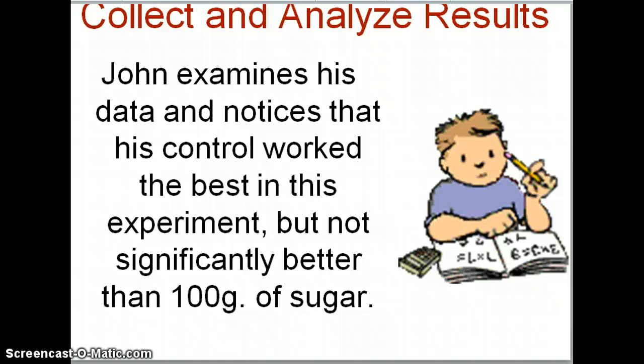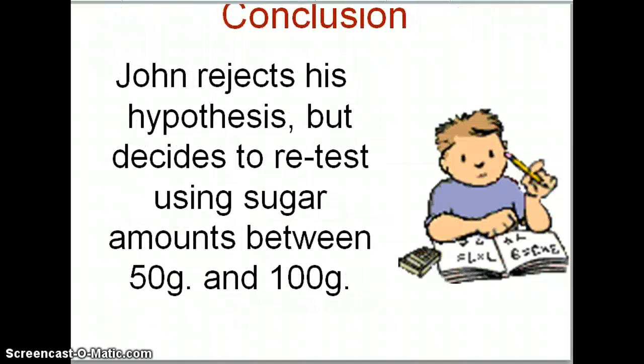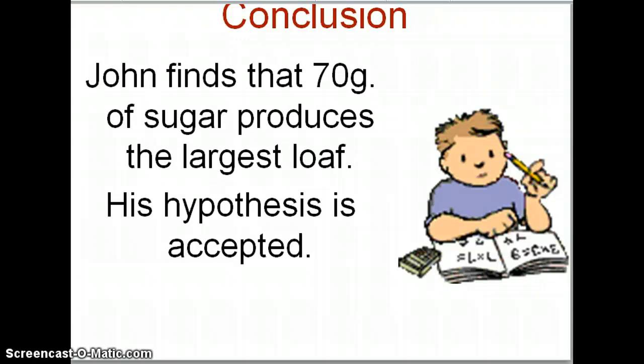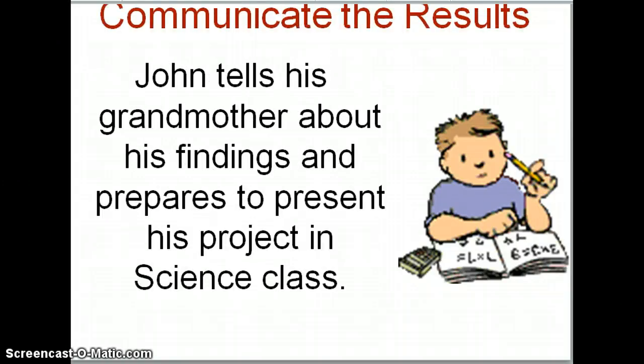John examines his data and notices that his control worked the best in the experiment, but not significantly better than 100 grams of sugar. John rejects his hypothesis but decides to retest using sugar amounts between 50 grams and 100 grams. John finds that 70 grams of sugar produces the largest loaf. His hypothesis is accepted. Communicating the results.